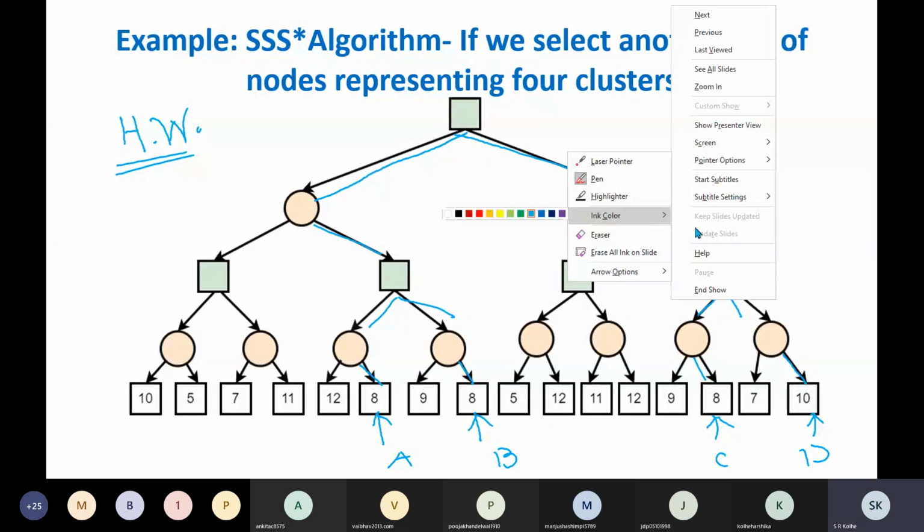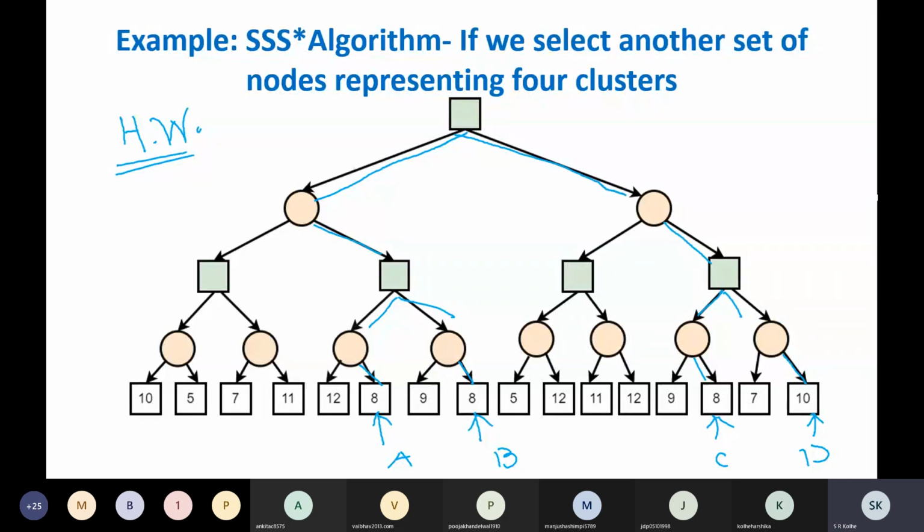More possibility. Another set of 4 nodes, different set, all for max. Suppose left one for mean, all for max. I can have right one, right? 5, 11, 12 and this 12. Am I right?